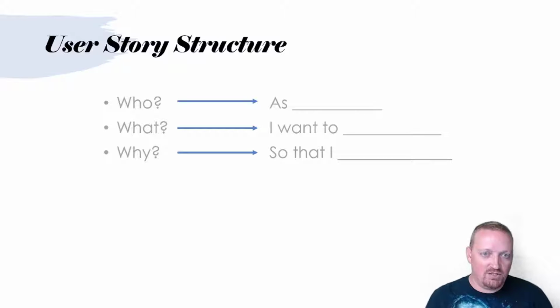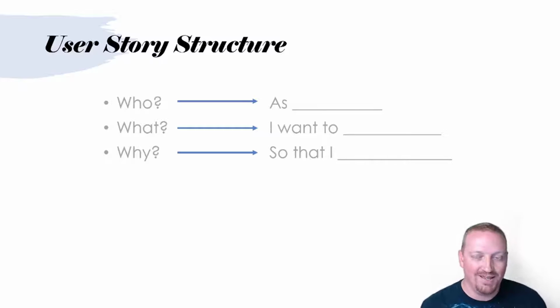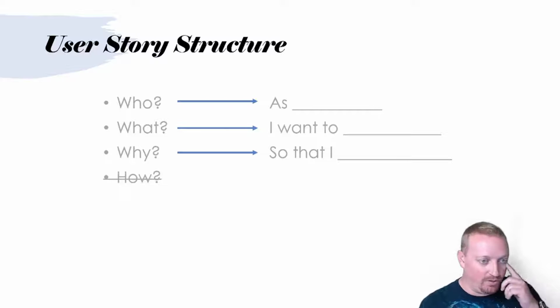So this is a very well-defined, very common template you'll probably see in a lot of places if you're looking for how to write user stories. As so-and-so, I want to do X, Y, Z in the system so that I can do this, right? So that's a pretty common example.